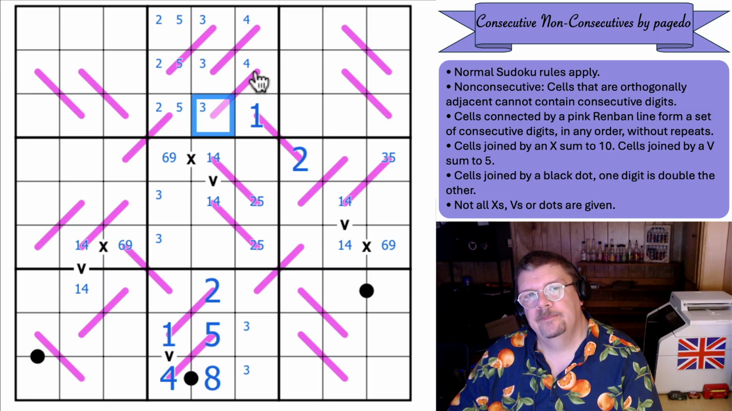So 4 is in one of those two, but we know that neither of these can be a 5 because of that. So it's one of these two that's a 3, and this one isn't.